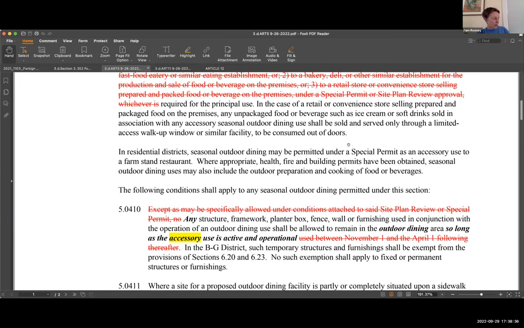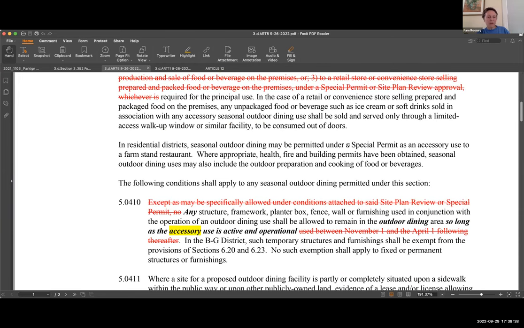It's part of 5.041. Oh yeah, right there. In residential districts, seasonal outdoor dining may be permitted as an accessory use to a farm stand restaurant. First of all, do we have restaurants in residential districts to begin with? No. How did we allow a farm stand where a certain percent, 25% of what's grown on the property, can be at the farm stand? And so what we're saying is that if they wanted to have some dining associated with it, it could be accessory.